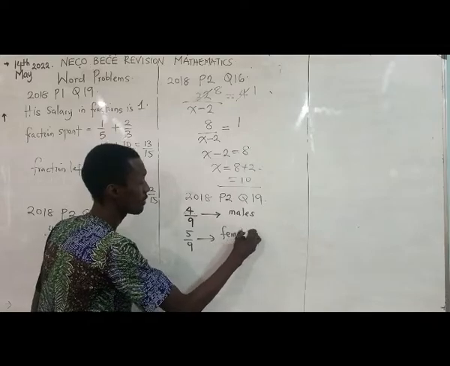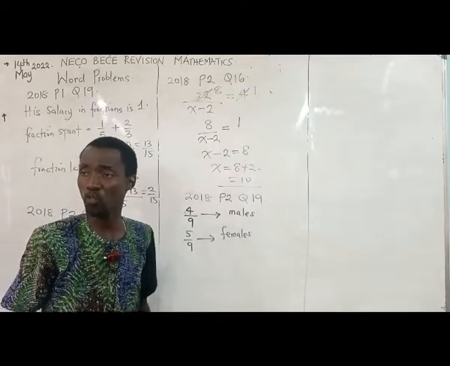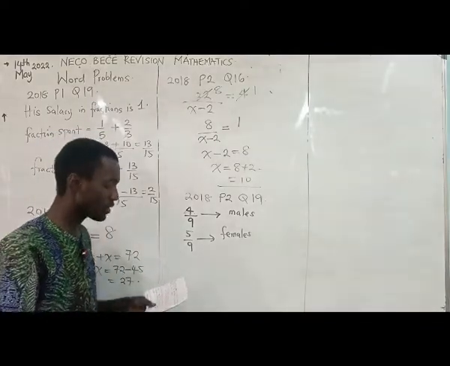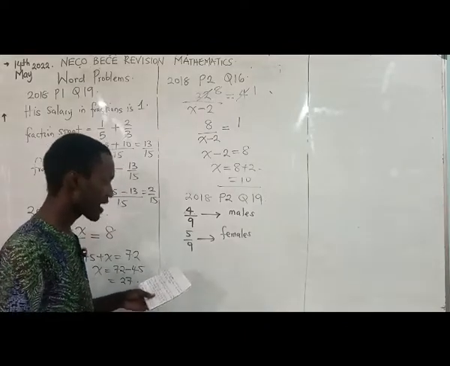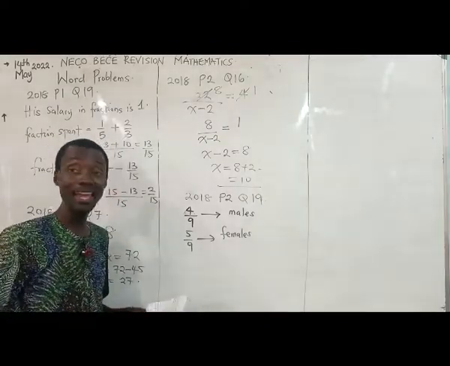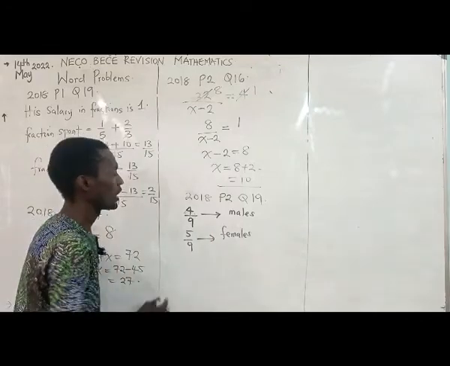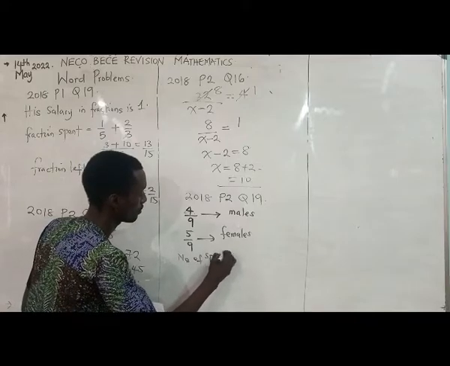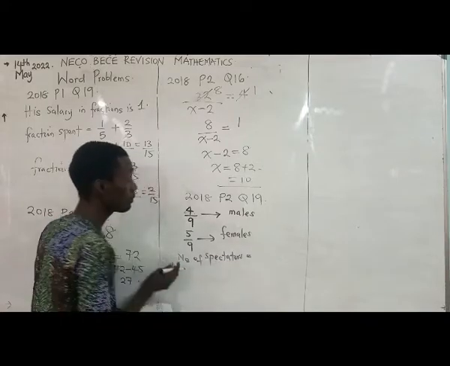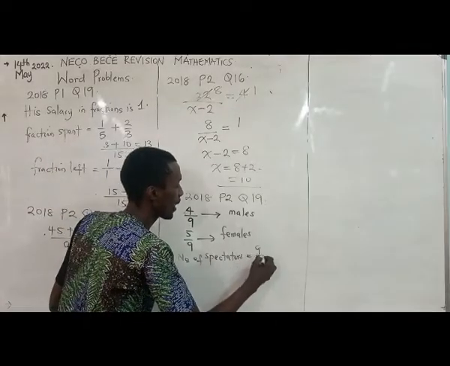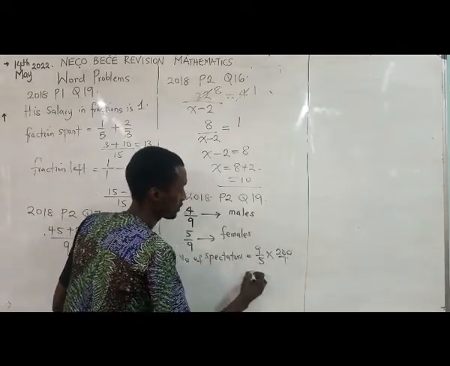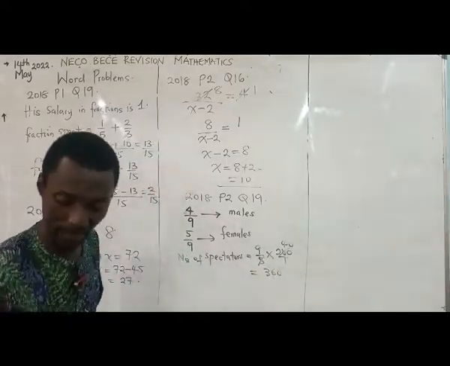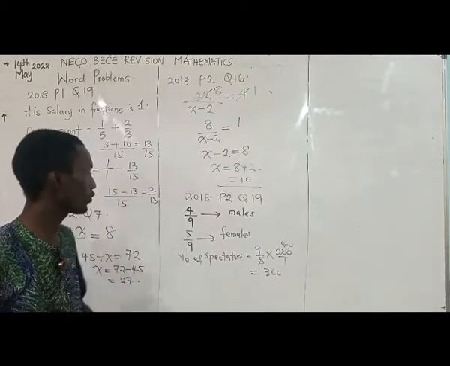How did I get that? 1 minus 4 over 9. So that will give me 5 over 9. Now, if the number of females are given to be what? 200. How many spectators are there in the competition? Very simple. The number of spectators will simply be the inverse of this, 9 over 5 times what? 200 over 1. And that will be what? 360.